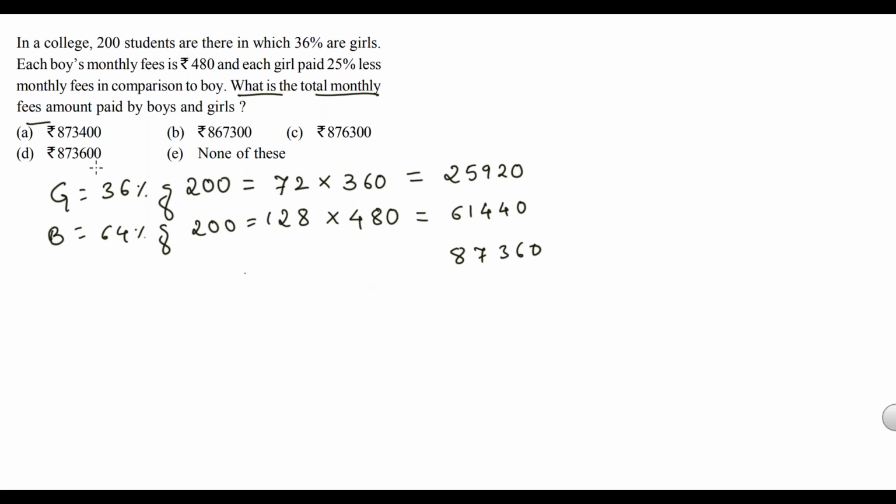Probably by mistake we have added one more zero here. One more zero, or the numbers should probably be 3600 and 4800. 87,360 is not there, but we can take it as none of these. Is that clear?